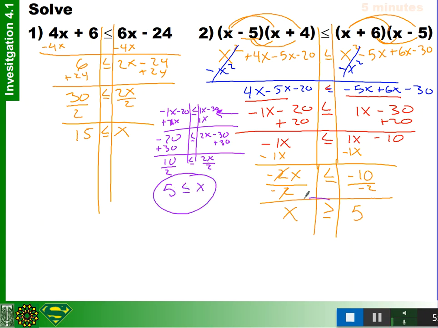Notice how these two statements are identical. We're saying that x is greater than or equal to 5, and that's what we're saying here. x, this side has to be bigger than or equal to this side. So it doesn't matter which way you do this. Either way will work.